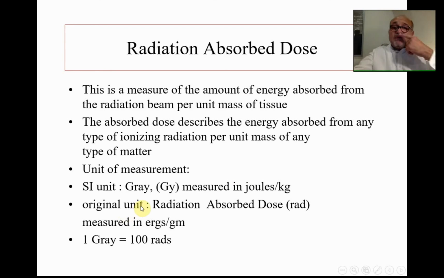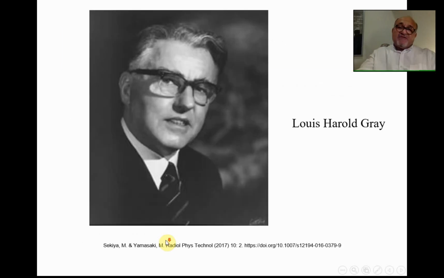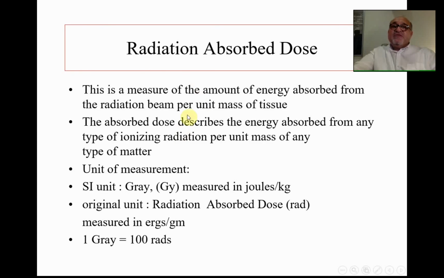The original unit was radiation absorbed dose, which was abbreviated as RAD, and it is measured in ergs per gram. Again, this is before the introduction of the standard international units, and 1 gray is equal to 100 rads. 1 gray, which is the radiation absorbed dose, is equal to 100 rads. And this is Professor Gray, whose name was given to the radiation absorbed dose unit.